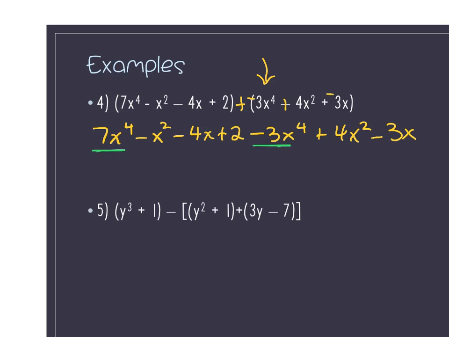This becomes a 4x to the fourth. I'm going to look for any x cubes. I don't have any. I do have an x squared and an x squared. Assume a 1 here. So this becomes 3x squared. Then I'll go back and get any x's that I have. And this gives me negative 7x. And then I don't have anything to add to this 2, so I just rewrite it.